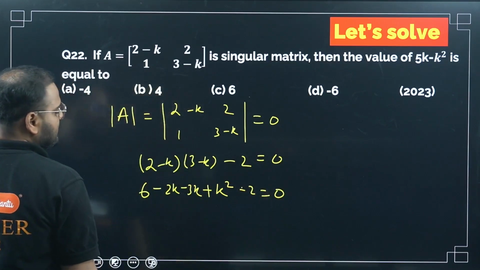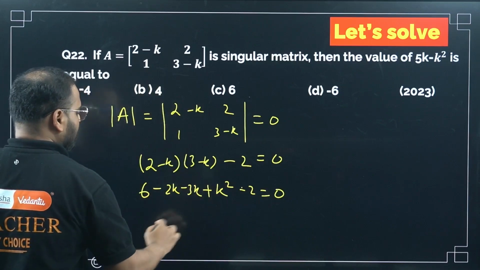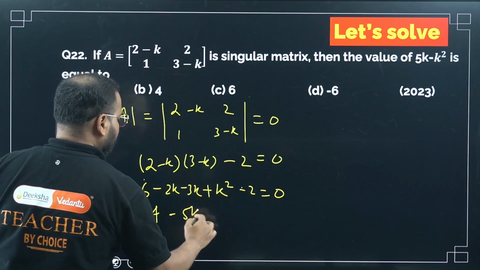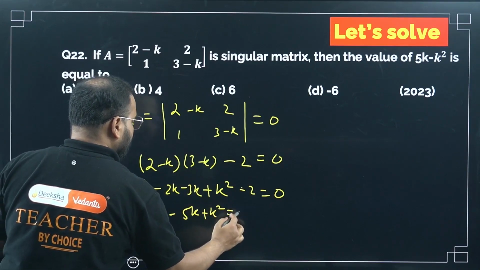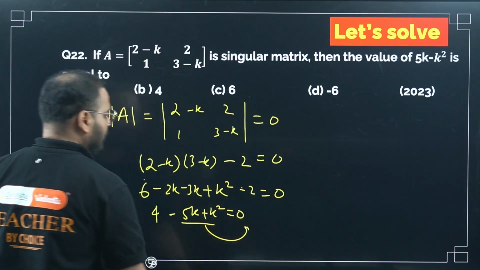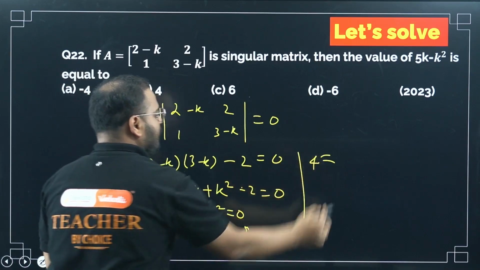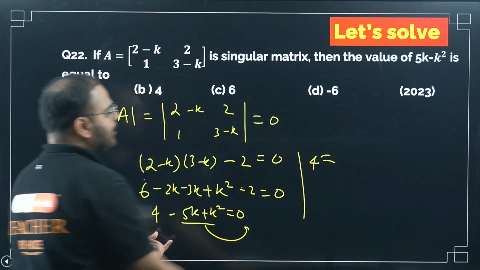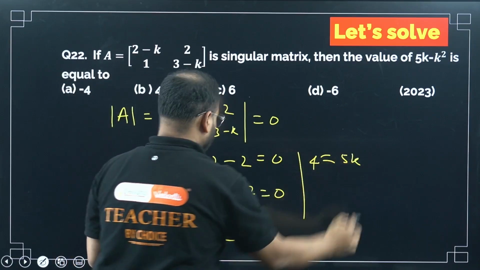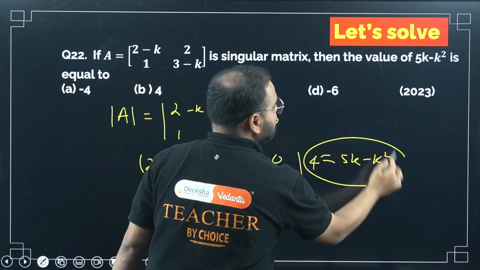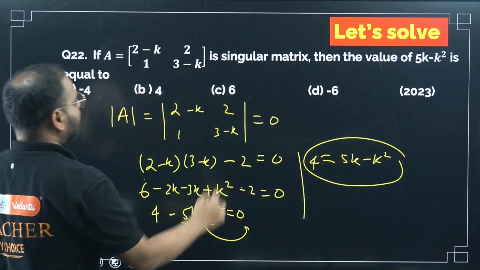Right? What was it? K square minus 5k. This is 6 minus 2. How much is that? 4. So 4 minus 5k plus k square. Do one thing. Bring this whole term on this side. What am I going to get? Please check. I'm going to get 4 equals to, this minus 5k will become plus 5k, and this k square will become minus k square. The answer is like this. 5k minus k square is how much?